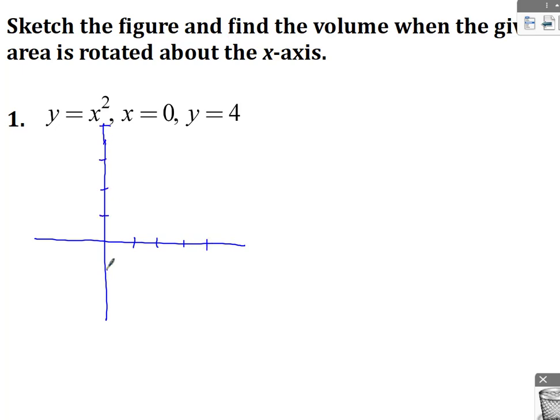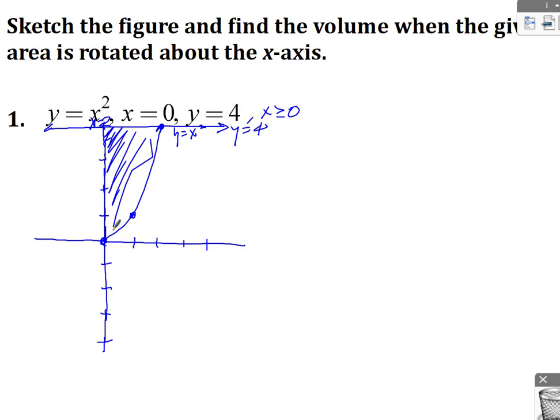Graph. So y equals x squared: 0, 0, 1, 1, 2, 4. This is parent function behavior, y equals x squared. And x equals 0, which is the y-axis, my bad. And y equals 4. And it should actually say x is greater than 0. So that way we're just looking at this region over here.